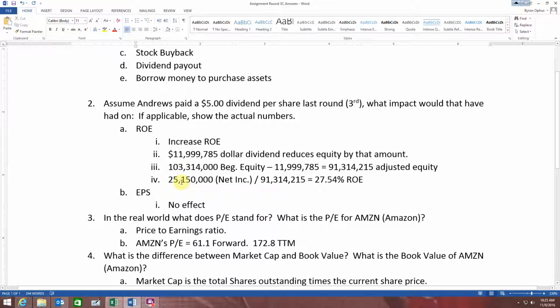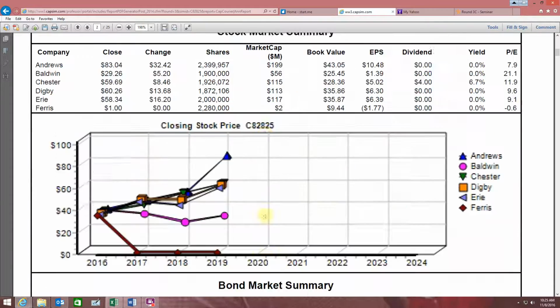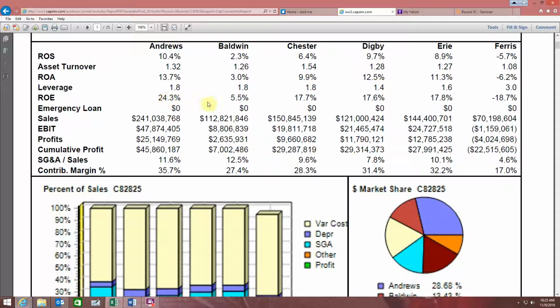My net income was 25 million, okay? And so I divide that by my new equity, the 91 that I've done, and my ROE would go to 27.54 as opposed to, scroll back up, I think it was about 25% or something that they had, 24.3. So I could have increased my ROE by about 3% by paying a good dividend.